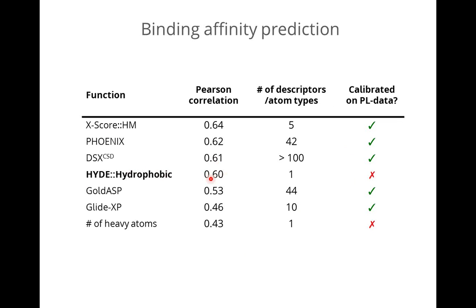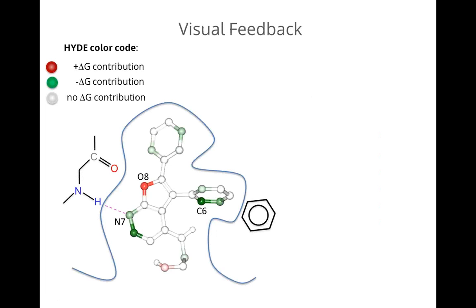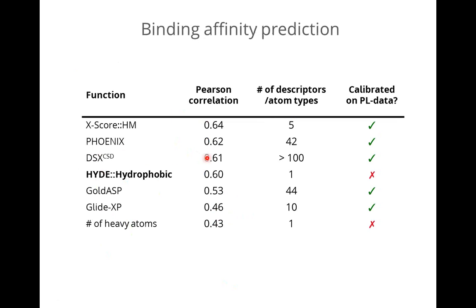Keep in mind that HYDE has not been calibrated on any protein ligand data. HYDE is simply derived from simple physical-chemical concepts, as opposed to all these up here that are not doing so much better. And as you can see, they are basically calibrated on protein ligand data. In fact, X4 has been calibrated on the PDBbind, so it's no surprise that it performs the best here. And the number of descriptors or atom types is very, very low for HYDE.